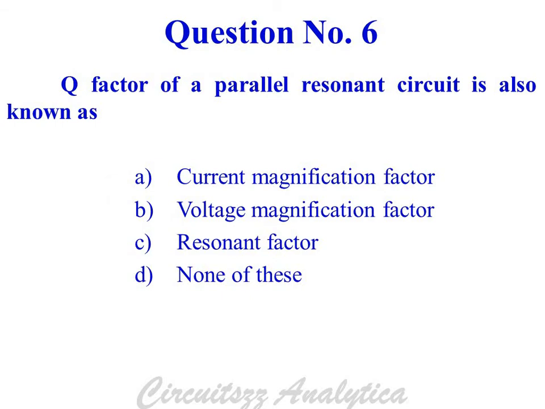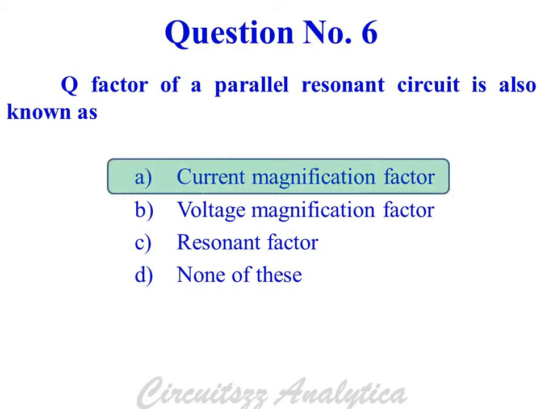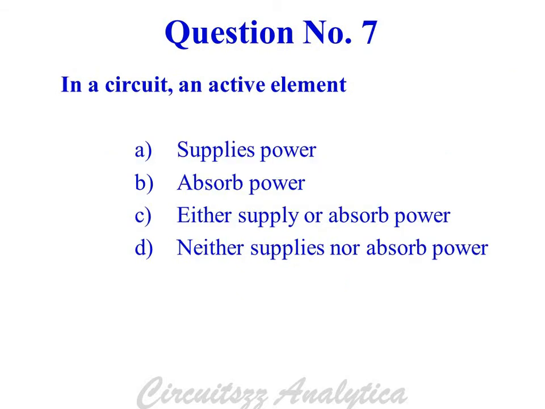Q factor of a parallel resonance circuit is also known as current magnification factor. In a circuit, an active element supplies power. Active elements supply power and passive elements absorb power. So resistor, capacitor, inductor all are passive elements, while voltage source, current source, etc. are active elements.